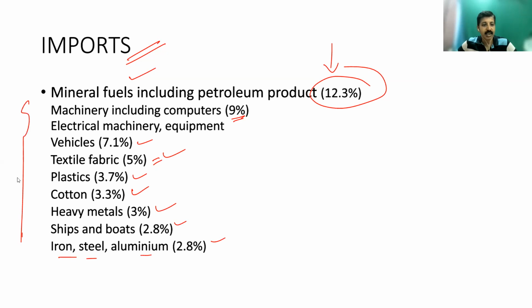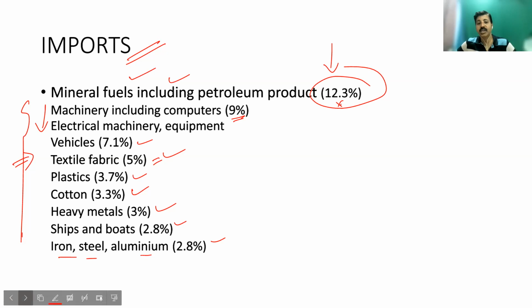All these things you have to note down, because this can be asked primarily in your exam. Okay, so in UPSC, they will not ask you these percentages. You don't need to remember the percentages, but this order is very important. Again, you can easily fix it. Mineral fuel, including petroleum products, occupies the top of the chart. Okay, these are the major imports.